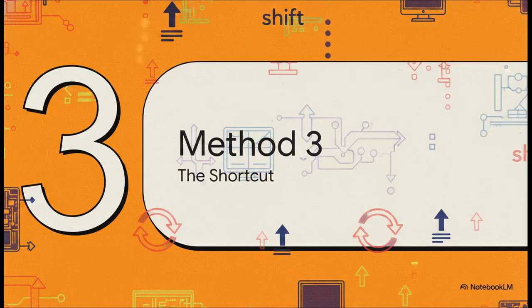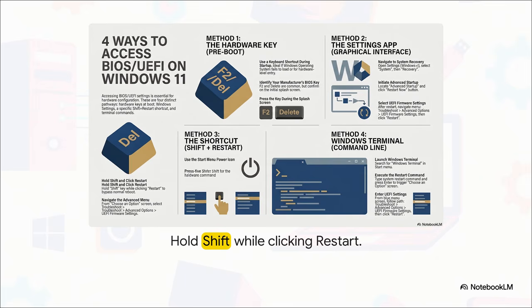All right, moving on to method 3, the secret shortcut, using the Shift and Restart combo. So if you like the sound of that blue menu from the last method, but you kind of want to get there a little faster, you're going to love this trick. It's a super simple physical action you can take right from your standard desktop to speed the whole process up.